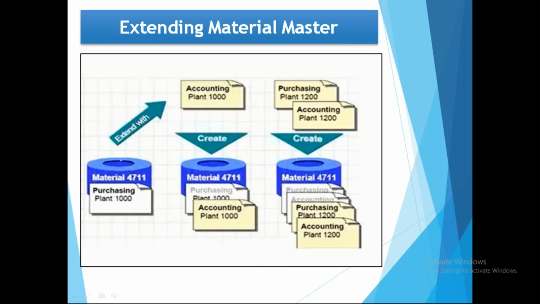So that is what you are here. If you see here, you have a material called 4711. This is already available in plant 1000. Now I want to extend this material to another plant, 1200. I want to use this material in another plant. So this is what you do in extension of material master.